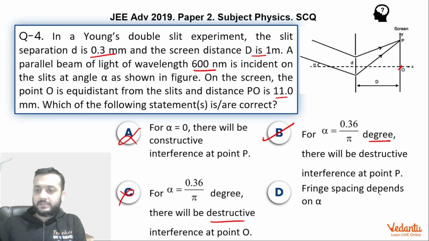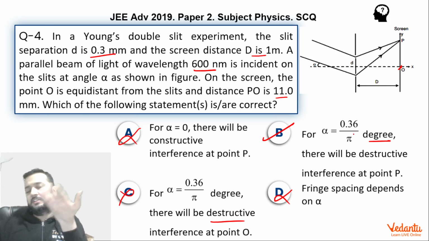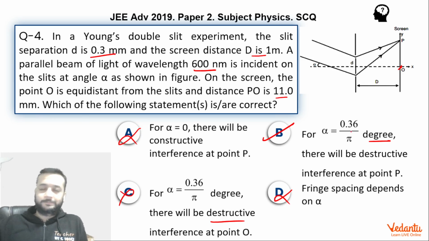Last option is fringe spacing depends only on alpha, which of course is wrong, because fringe spacing is lambda D by d. It actually depends upon lambda, it depends upon capital D, it depends upon small d. It is independent of alpha. Changing alpha will just shift the whole pattern. So you can say that central maxima will shift in one particular direction if you change the value of alpha, but the fringe spacing is not going to change, right? So we can say that it is independent of alpha, and hence you can see only option B was right.